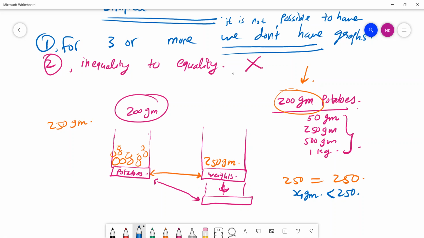So am I assured that I will be having 200 grams only? Am I assured of this thing, that I will be having 200 grams only?